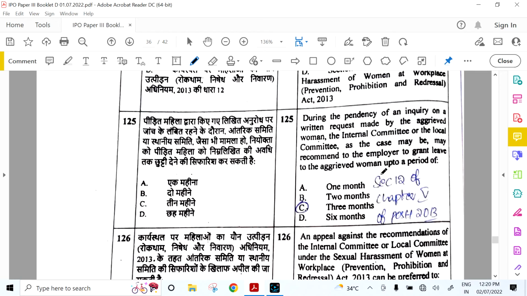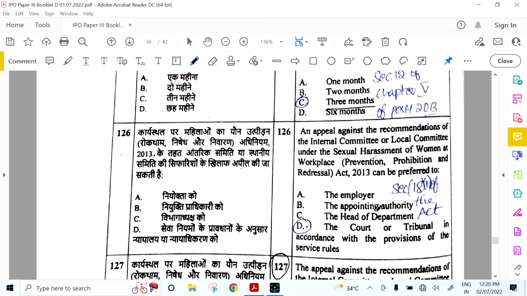During the pendency of any inquiry, on the written request made by the aggrieved woman, the internal committee or the local committee, as the case may be, may recommend to the employer to grant leave to the aggrieved woman up to the period of 3 months. Section 12 of Chapter 5 states so.